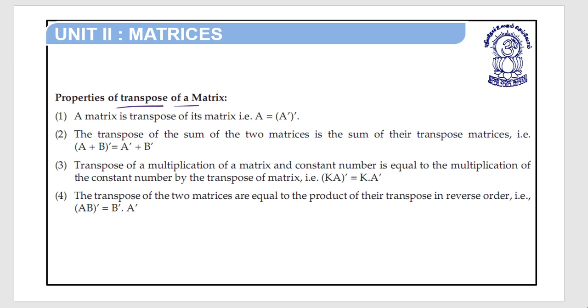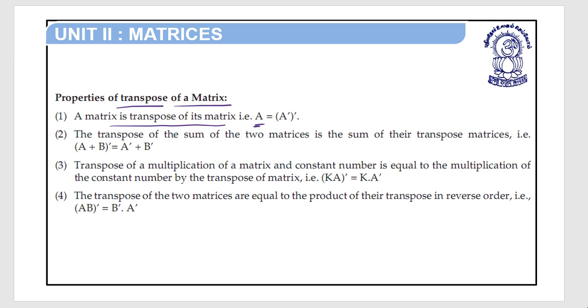Properties of transpose of a matrix. The transpose of the transpose of a matrix is the matrix itself. A double dash is equal to A. We will get A. Row becomes column, then again column becomes row.